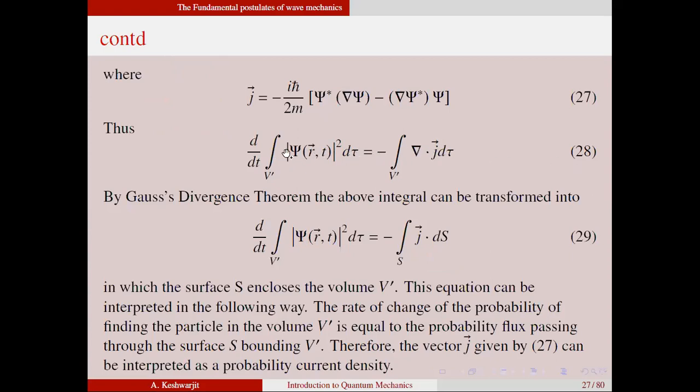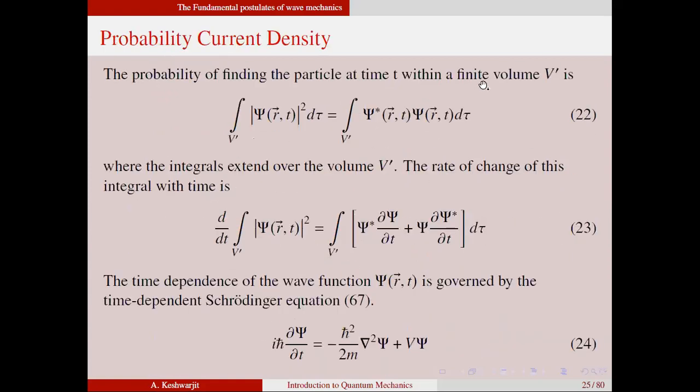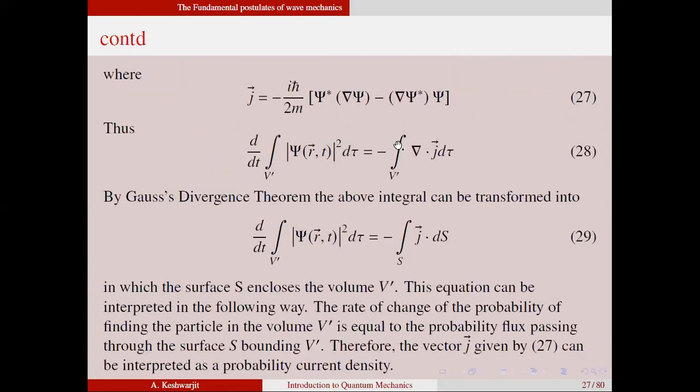Equation number 28. So this volume V prime is arbitrary because when I introduced V prime, a finite volume V prime, I only mentioned that it should be a finite volume. I did not specify its value. It could be 3 or 7 or 5, I have not specified any value. I have only said that it should be a finite volume V prime. That means this V prime is arbitrary.